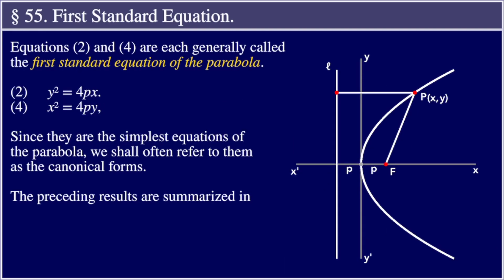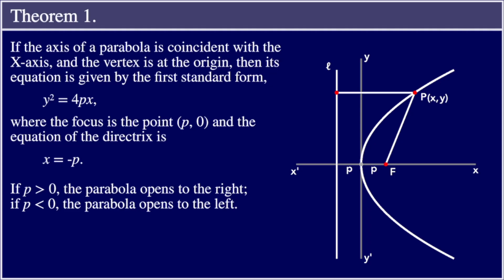Equations 2 and 4 are generally called the first standard equation of the parabola. Since they are the simplest equations of the parabola, we often refer to them as the canonical forms. The preceding results are summarized in Theorem 1. If the axis of a parabola is coincident with the x-axis and the vertex is at the origin, then its equation is given by the first standard form, y squared equals 4px, where the focus is at the point (p, 0), and the equation of the directrix is x equals negative p.